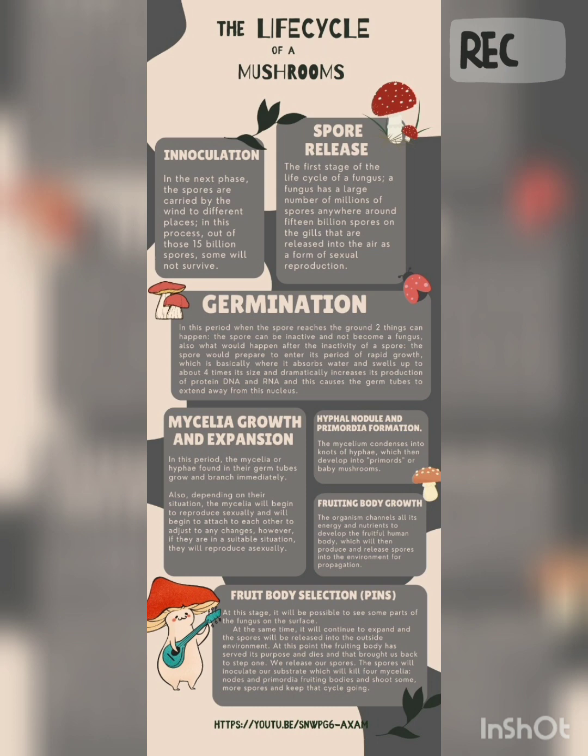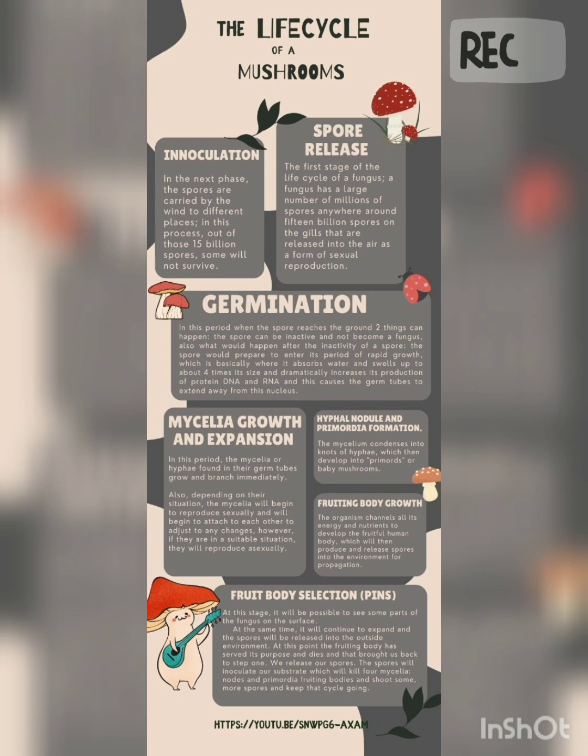Fruiting body growth. The organism channels all its energy and nutrients to develop the fruiting body, which will then produce and release spores into the environment for propagation.